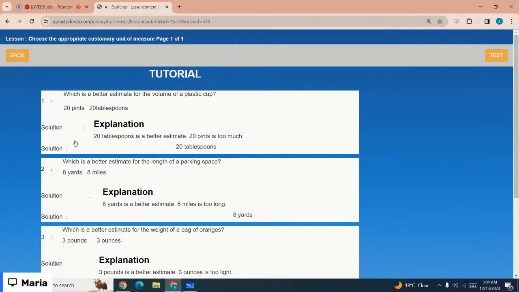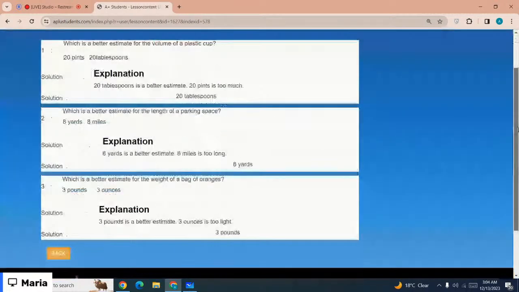The next one is: which is a better estimate for the weight of a bag of oranges? You are given 3 ounces or 3 pounds. So that is a bag of oranges. 3 ounces is too small, because ounces is a smaller unit and pounds is a greater unit. So it must be 3 pounds.